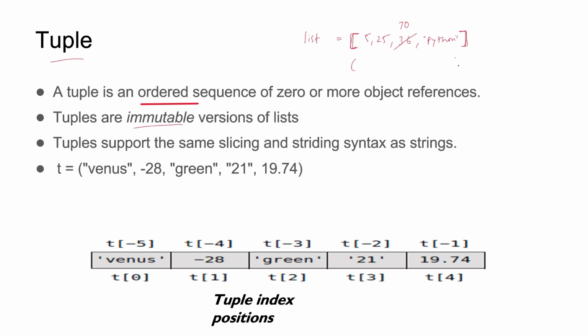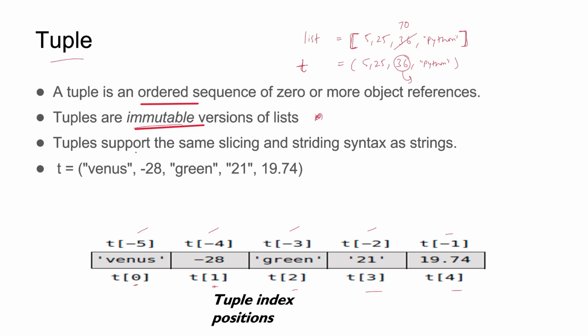Now if you are creating a tuple t, with 5, 25, same, 36, Python. It is also heterogeneous in nature, but you can't change this. If you try to change this, you will get an error. It also has the same indexing 0, 1, 2, 3, 4, and reverse indexing -1, -2, -3, -4, -5, similar to your string and list, but it is immutable. Immutable means you can't change, non-changeable or unchangeable, right?